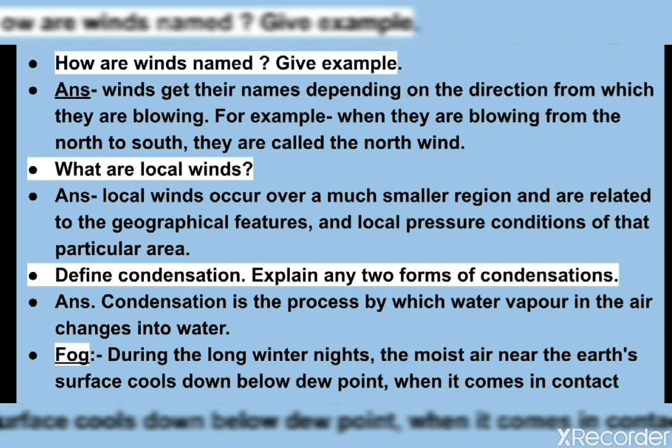Next, define condensation. Explain any two forms of condensation. So condensation is the process by which water vapor in the air changes into water. So the two forms of condensation here I have mentioned, fog and mist.